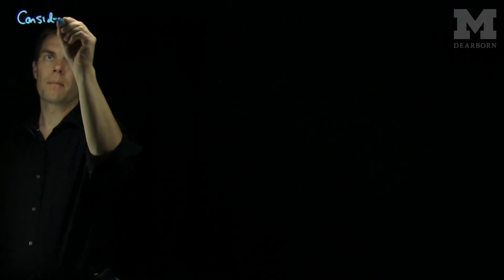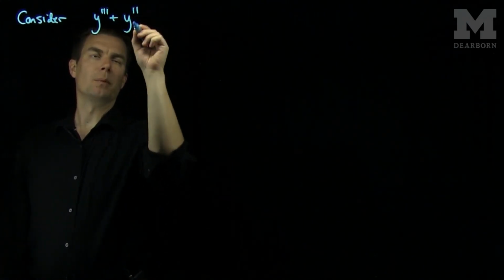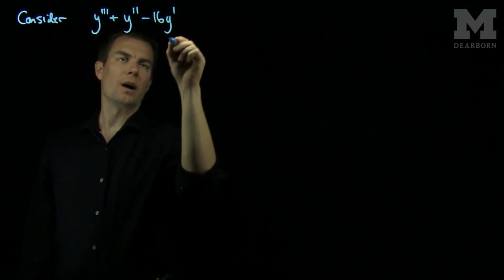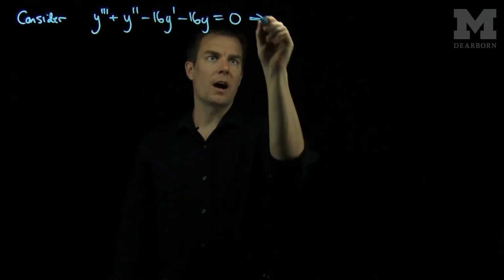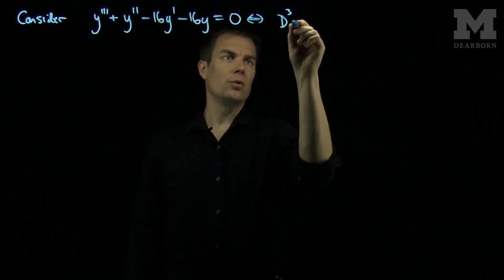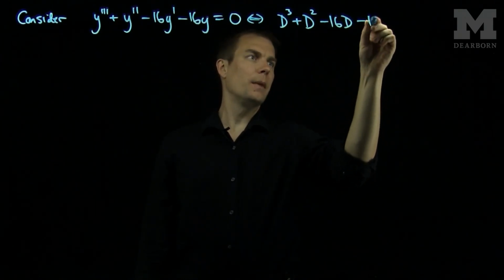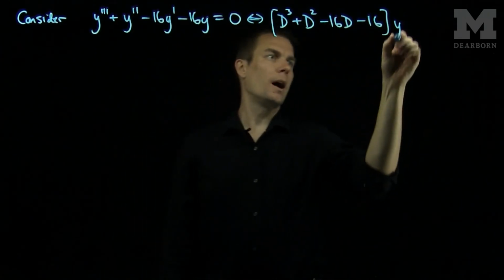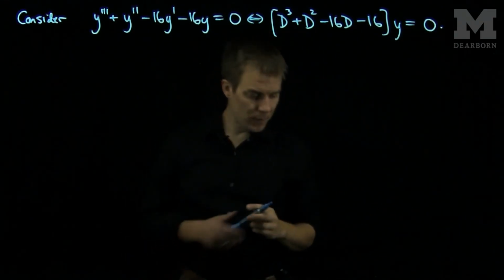Hello students, in this video we'll see an example of how to solve a constant coefficient ordinary differential equation. Let's consider y triple prime plus y double prime minus 16y prime minus 16y equals 0, which we can write in our operator notation as D cubed plus D squared minus 16D minus 16 applied to y equals 0. Remember, our goal is to factor the left-hand side.